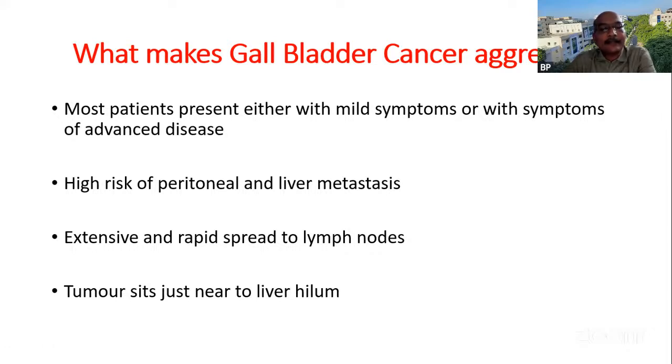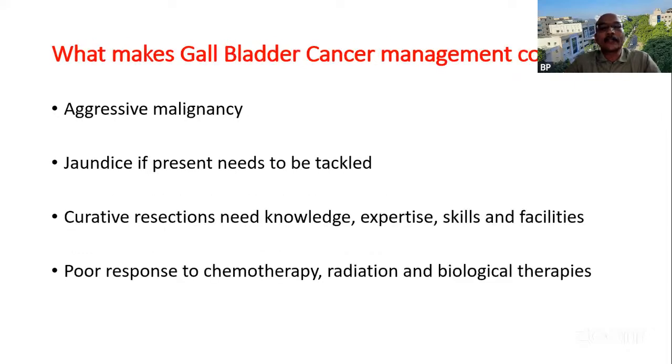And extensive nodal spread. Compared to cholangiocarcinoma, carcinoma gallbladder has more nodal spread, and it spreads so rapidly. And this tumor is very near to the liver hilum and just sits there and involves the other vital structures to the liver. That's why it is more aggressive.